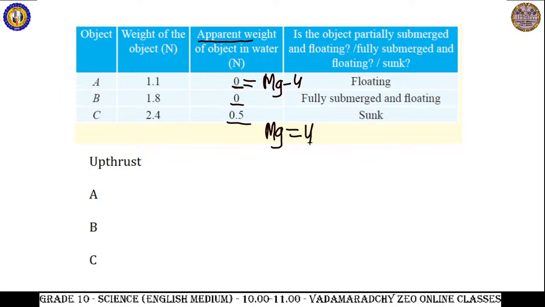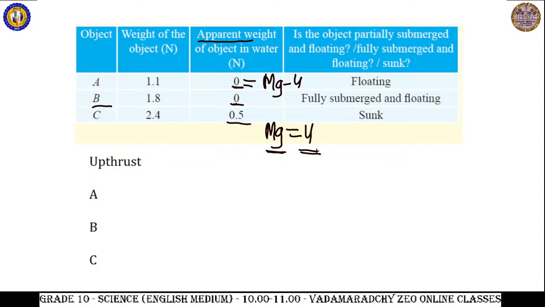If the apparent weight is 0, that means the downward force, that is the weight of the object, is equal to the upward force of the upthrust. At point A, the weight is equal to the upthrust. Likewise in B, the apparent weight is also 0. That means the downward force minus upthrust is equal to 0, so the weight becomes equal to the upthrust.